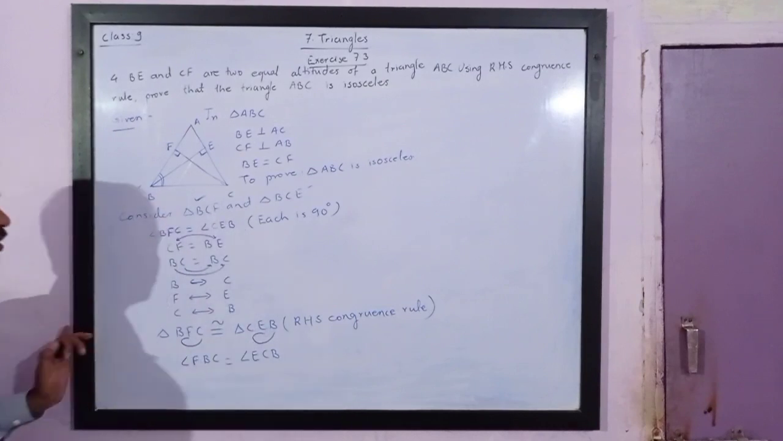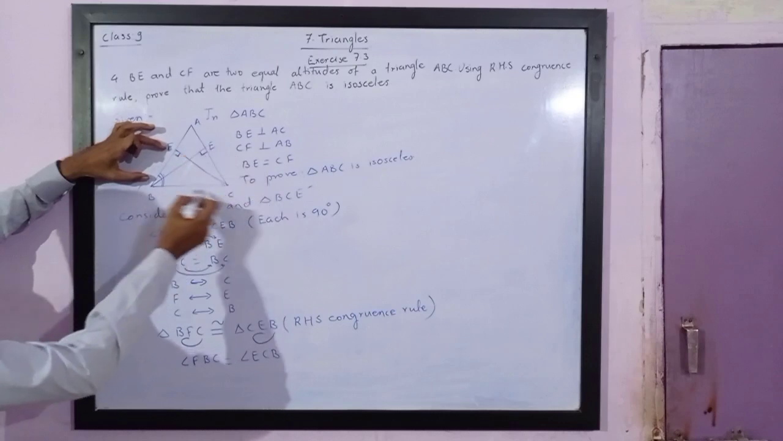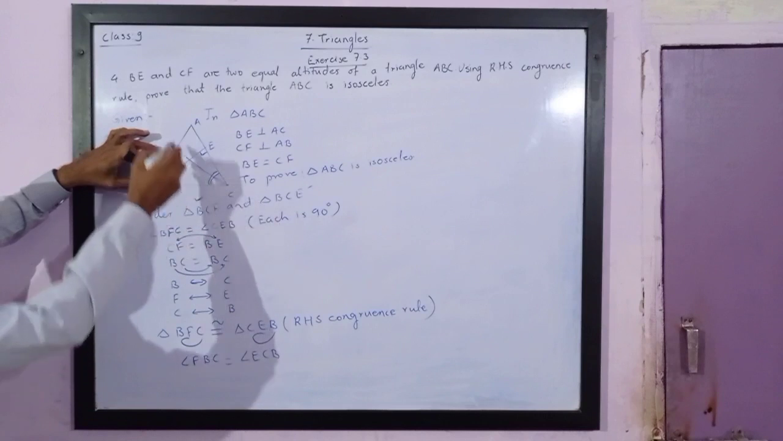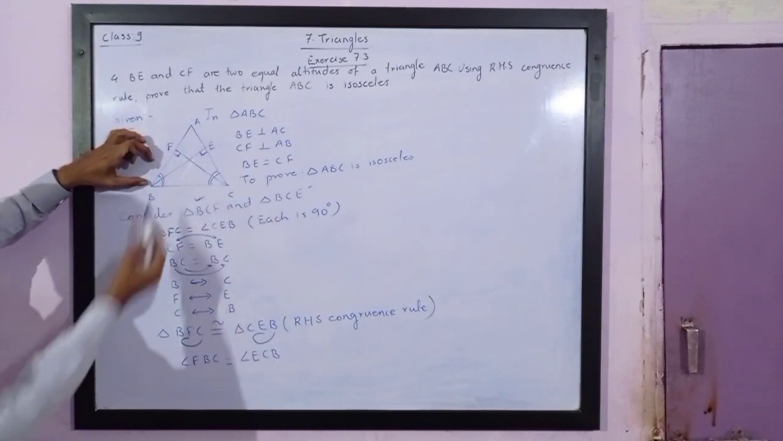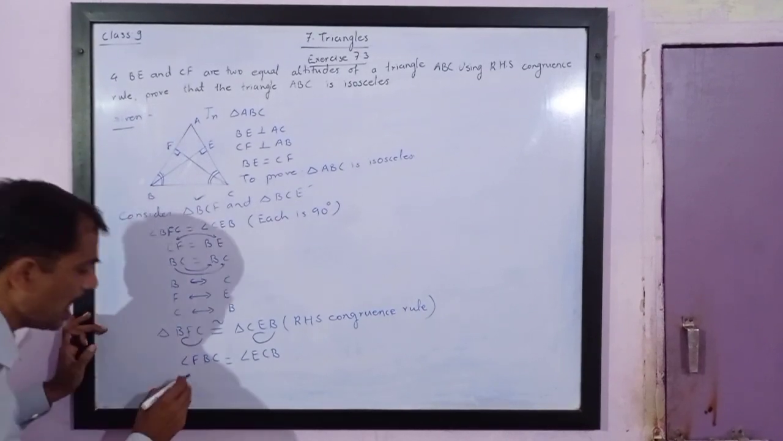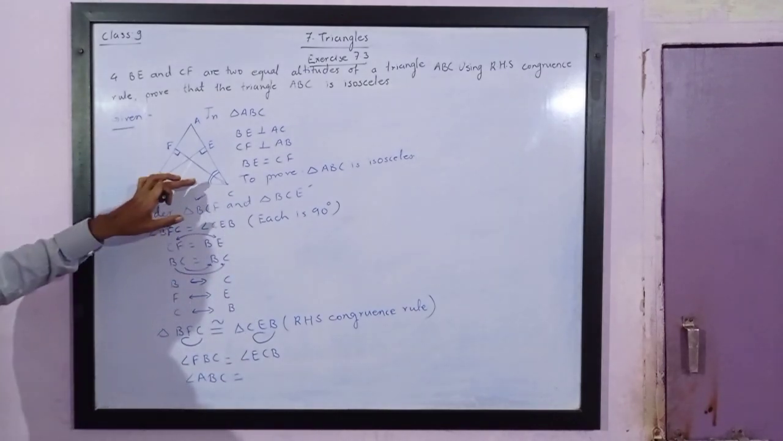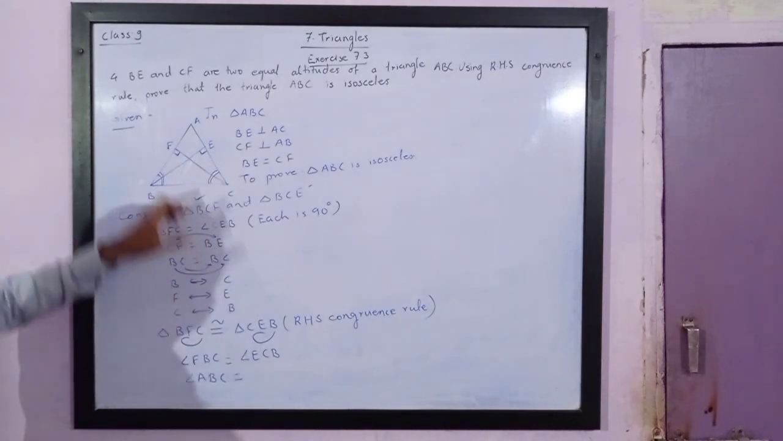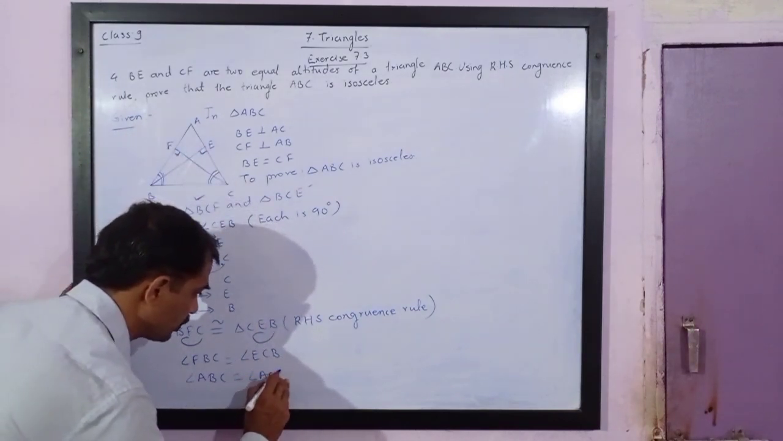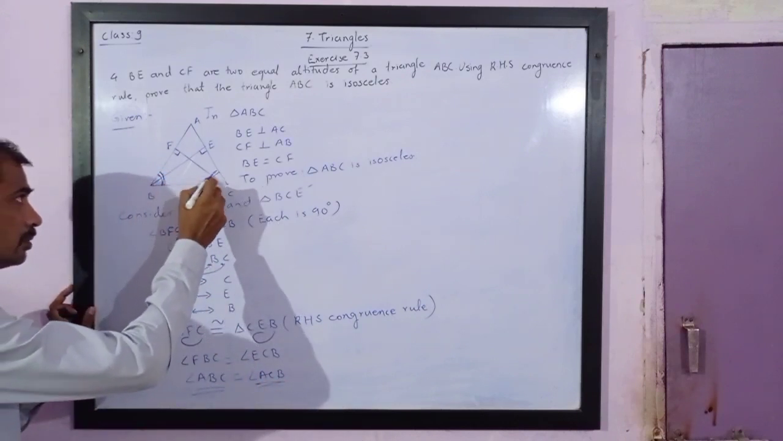ECB. Watch carefully what I have got. FBC is this angle and is equal to ECB. Now FBC is nothing but ABC. Can I say? Watch carefully. FBC is this angle and ABC is also the same angle. So I am changing the name. I will get angle ABC is equal to angle ECB. ECB means ACB, the same angle. Now I have got two angles congruent. These two angles are congruent.